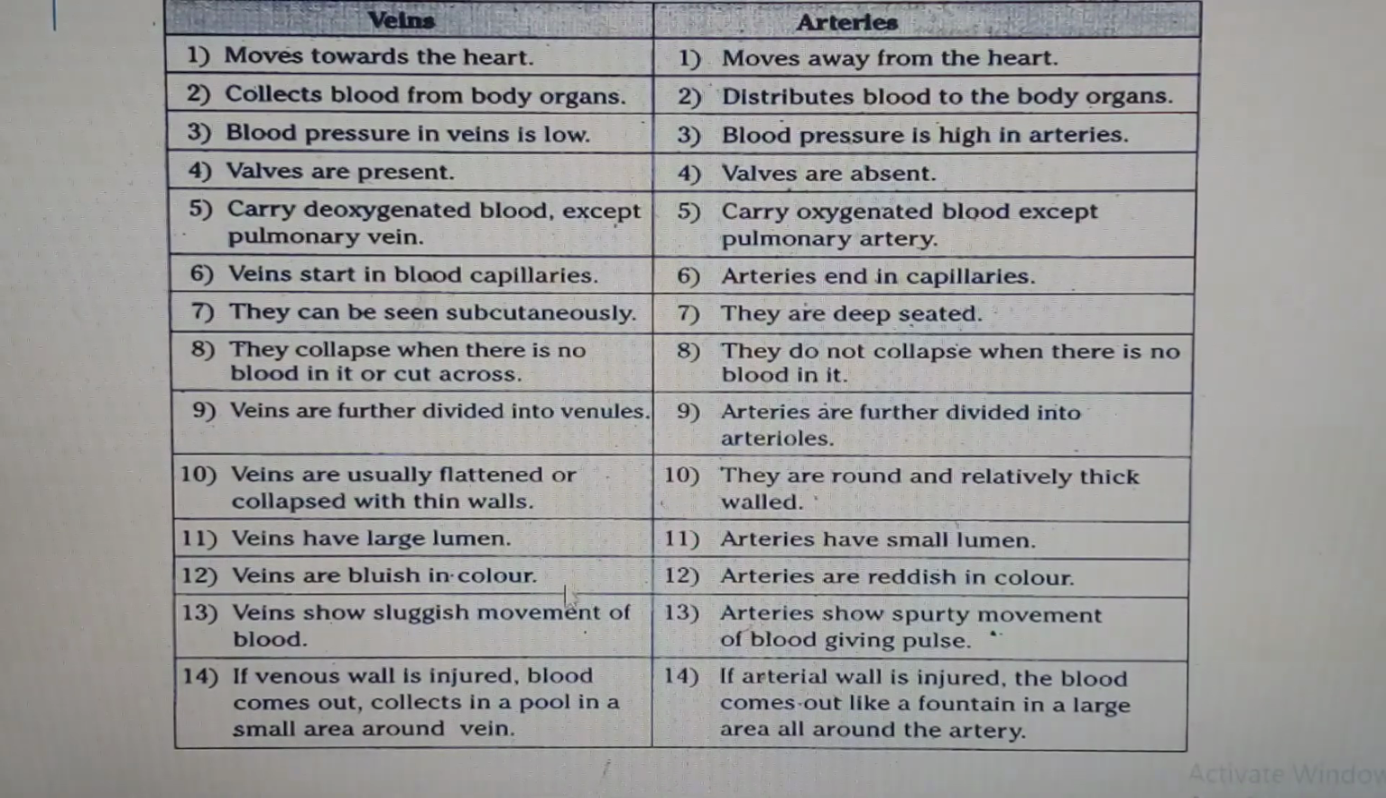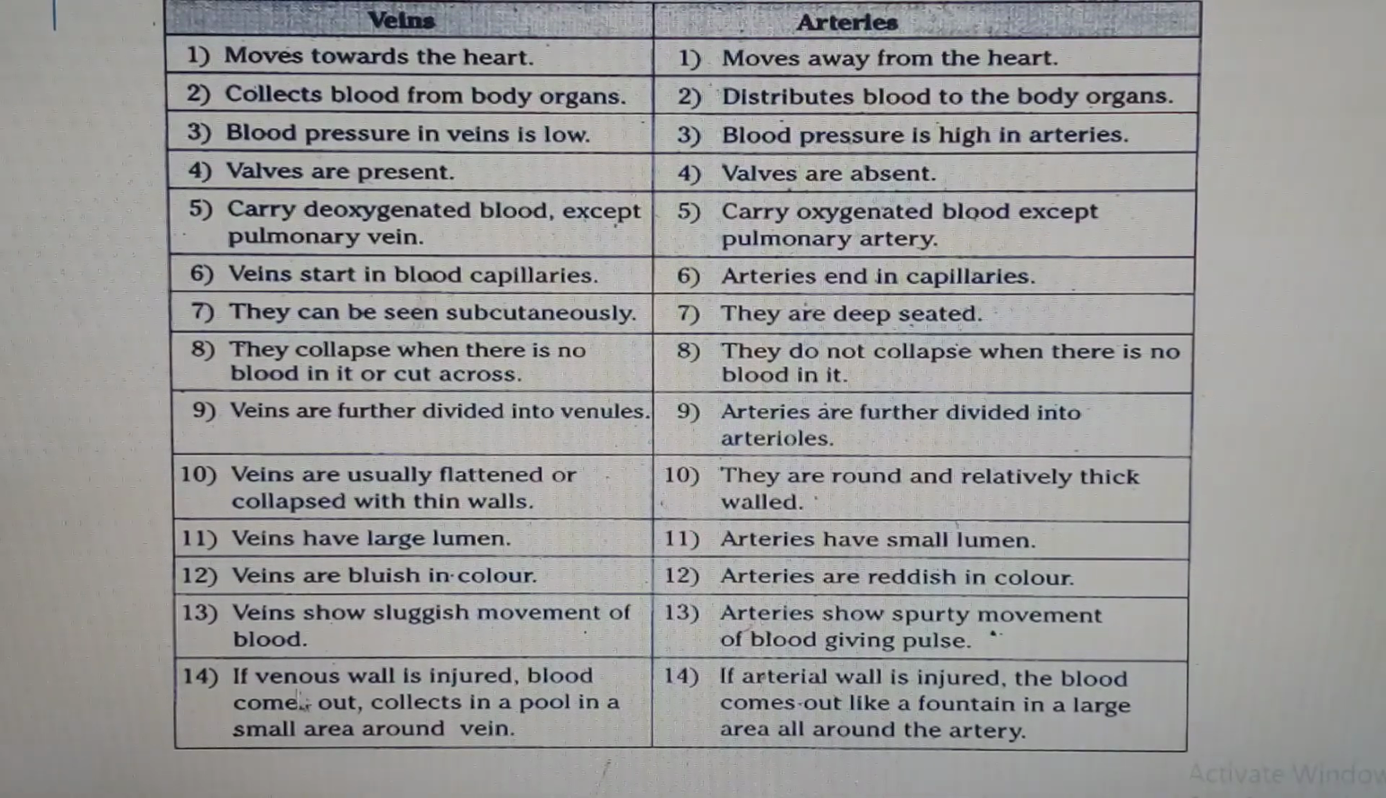Now, in atlases, what we see is that veins are labeled with a bluish color, arteries with a reddish color. Then, of course, blood will flow through veins at low pressure, so it will flow sluggishly. But in arteries there will be spurting movement of blood, and that is why we can actually feel the pulse of blood flow in arteries, other than in veins.